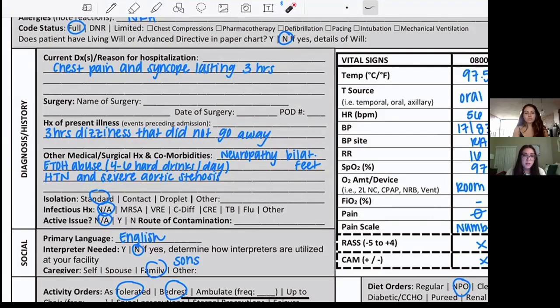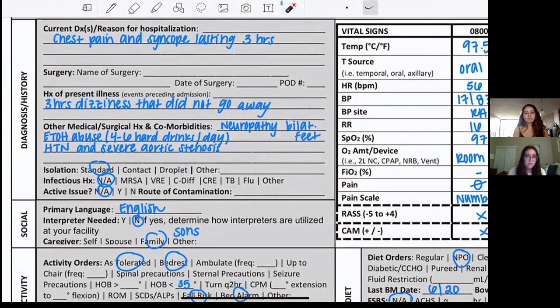The history of the present illness, so what led them to coming to the hospital. So my patient had 3 hours of dizziness at home that didn't go away. And then other medical or surgical comorbidities you could put here. So he had bilateral neuropathy in both feet, a history of alcohol abuse, hypertension, and severe aortic stenosis.